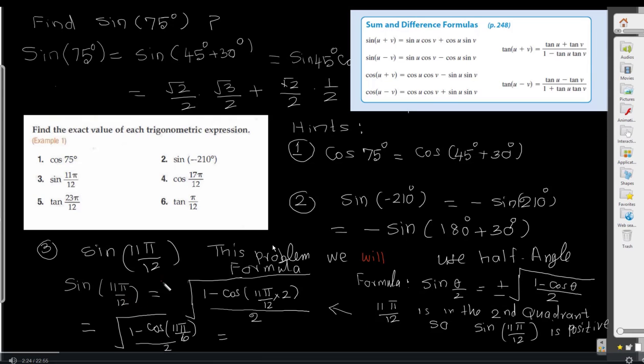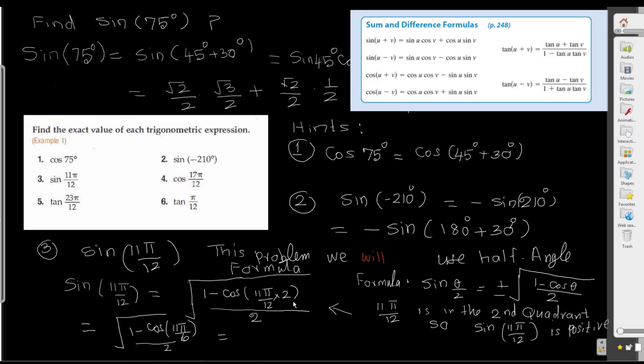So here I'm showing you 11 pi over 12 is in the second quadrant. So sine of 11 pi over 12 is positive. So it's positive. So in the double angle formula you have to know if it is a plus or minus. So here it is plus. So that's the way to decide if it is plus or minus.